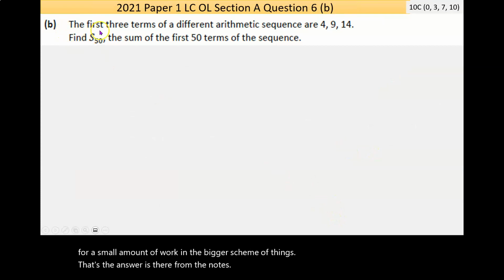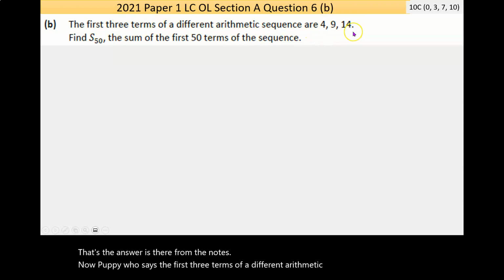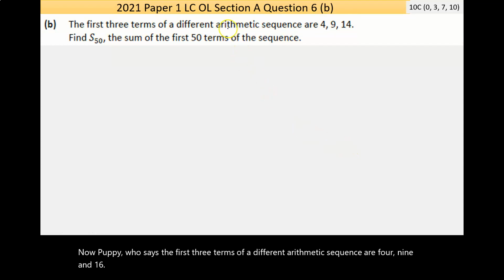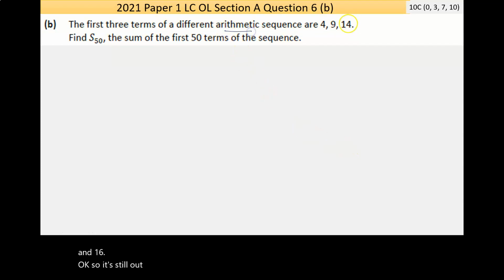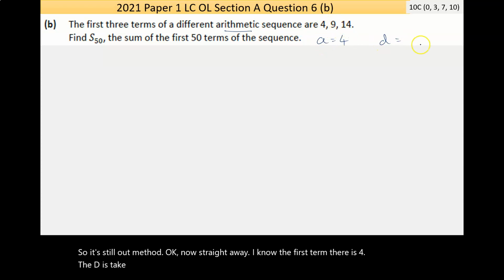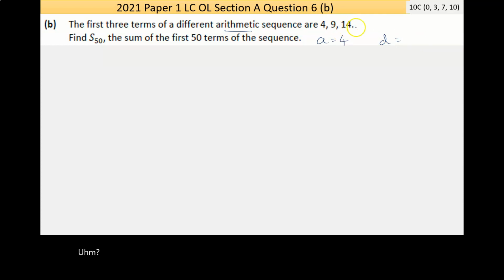Now, part B here says the first 3 terms of a different arithmetic sequence are 4, 9, and 14. Okay, so it's still arithmetic. Straight away, I know the first term there is 4. The d is 9 take away 4, which is 5. And 14 take away 9 is 5. So the difference there is 5.